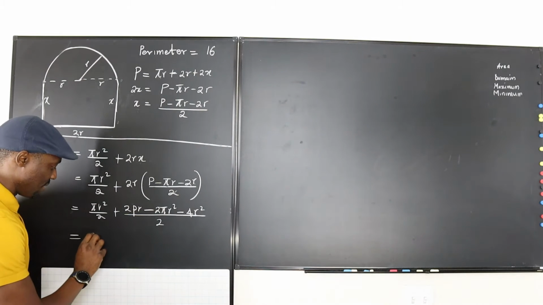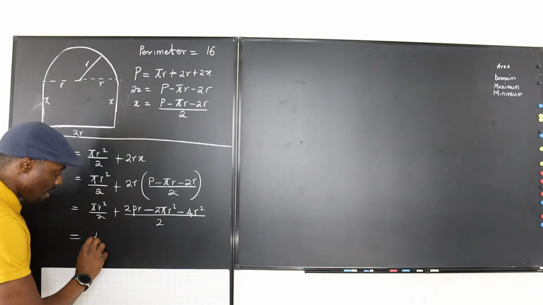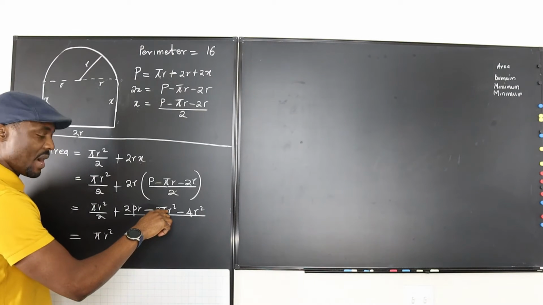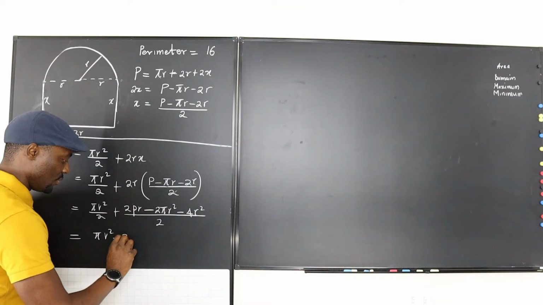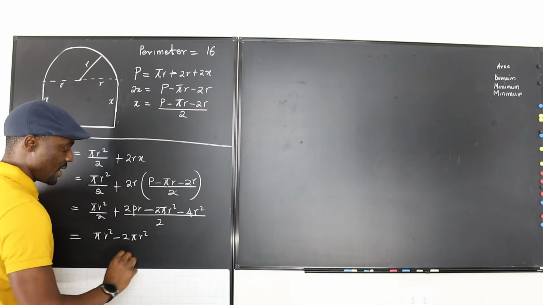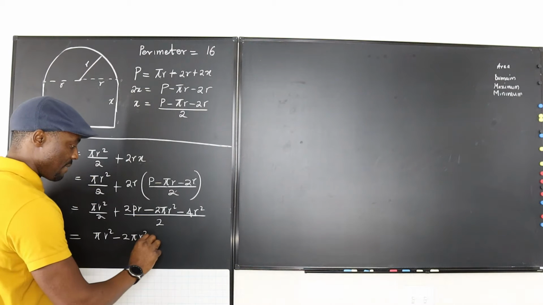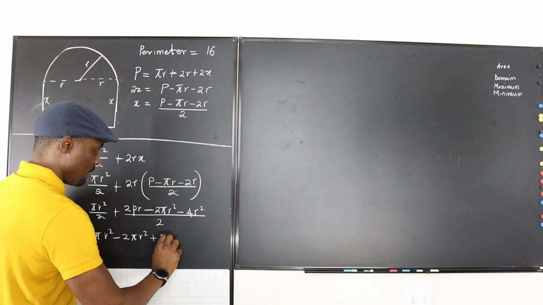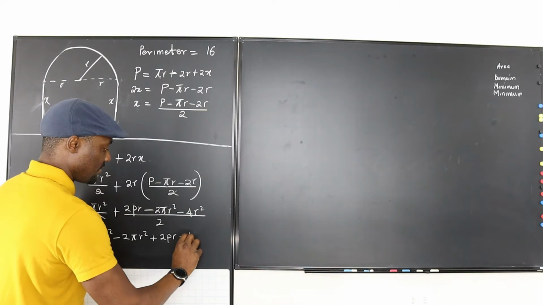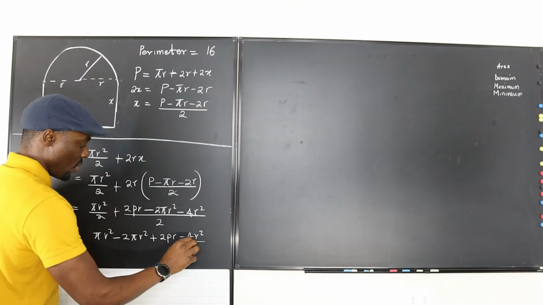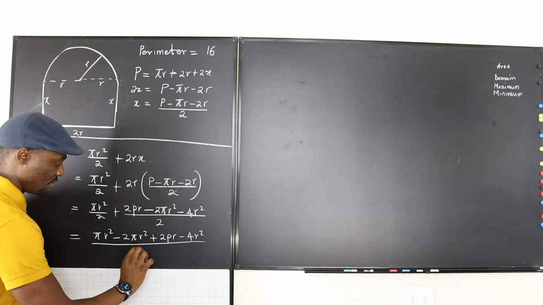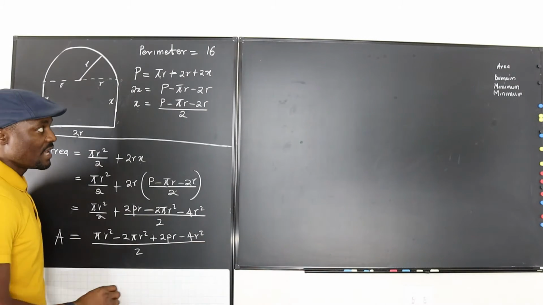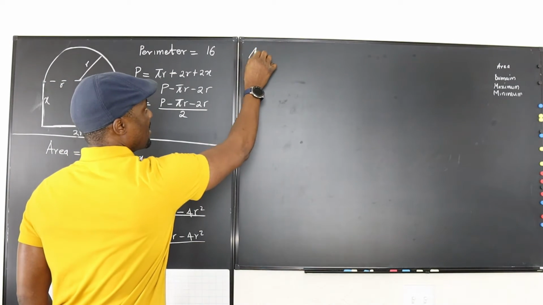Now I can just put everything on one line, and this is what my next expression is going to be. It's going to be pi r squared. There's another pi r squared here, minus 2 pi r squared. Then I'm going to have plus 2pr minus 4r squared all over 2. Beautiful. That's my area.